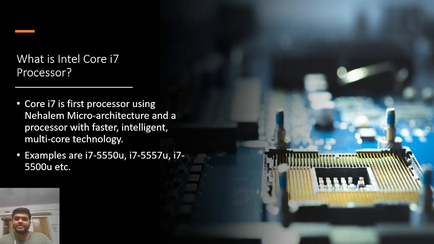What is the Intel Core i7 processor? Core i7 is the first processor using Nehalem microarchitecture and a processor with faster, intelligent multi-core technology. Examples of i7 processors are i7-5550U, i7-5557U, etc.